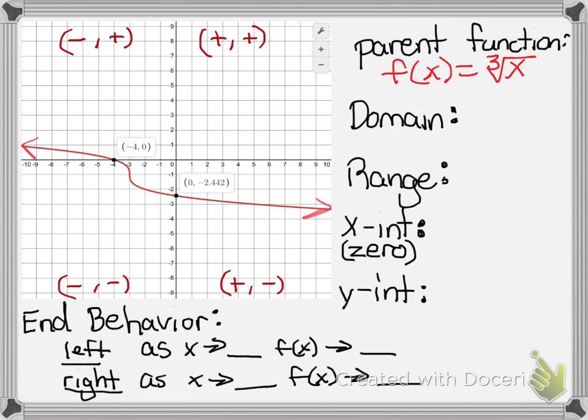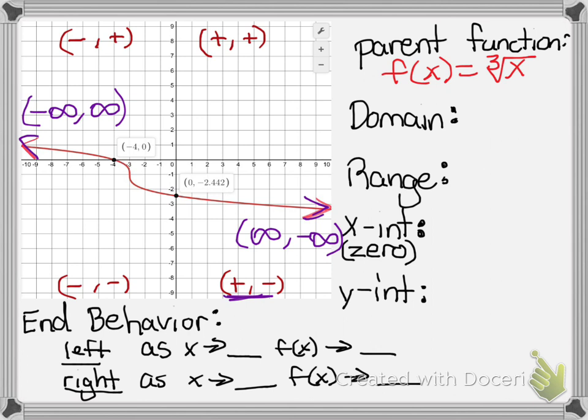Now, to find the domain and range, I have to look at the arrows on both ends of this graph, pay attention to which quadrant each falls in, and label them. Looking at the left side, this arrow is in the second quadrant, so I'm going to label it negative infinity, comma, positive infinity. The arrow on the right side is in the fourth quadrant, so I'm going to label it positive infinity, comma, negative infinity.